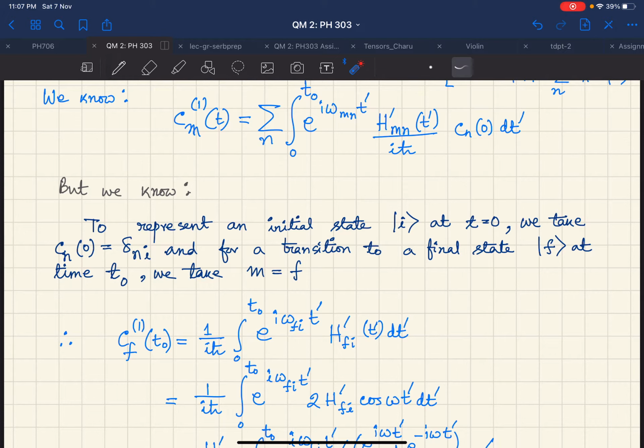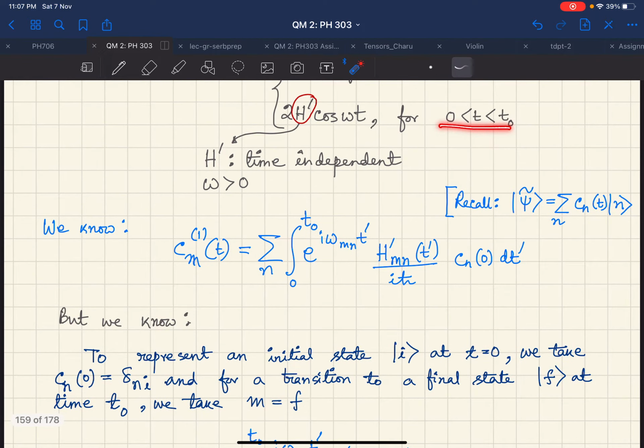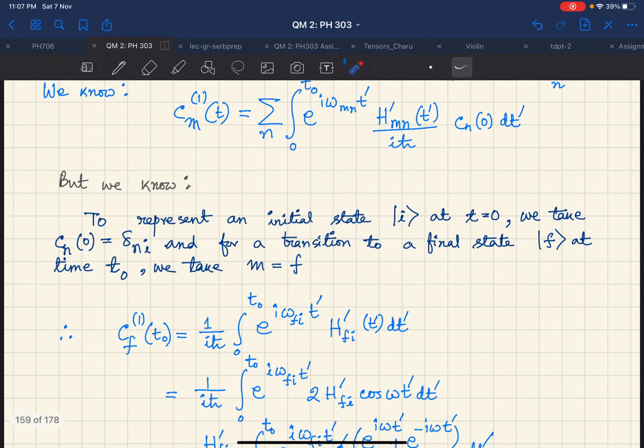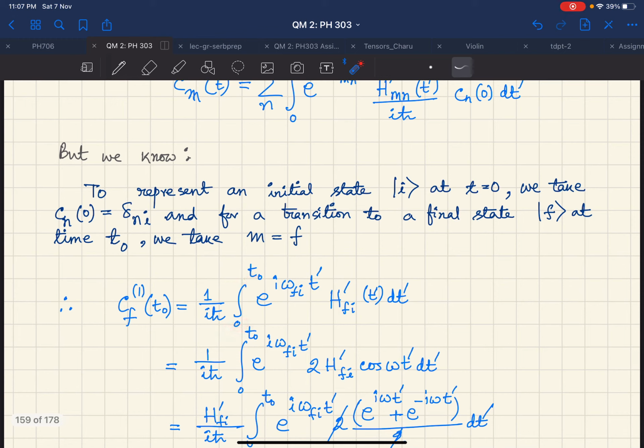That delta_ni, the Kronecker delta, is telling me that my n should be equal to i, and then only this sum will go away, and the sum you can see is no longer here. So 1 by i h bar I have taken out, and whatever rest is there, I simply write it as h prime_fi, which is a function of t prime, and the integral obviously is over dt prime. And as you know, I have already said the perturbation is acting there for a duration t0. The integration limit is from 0 to t0.